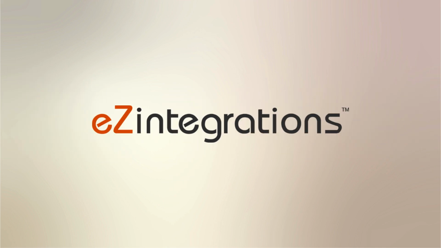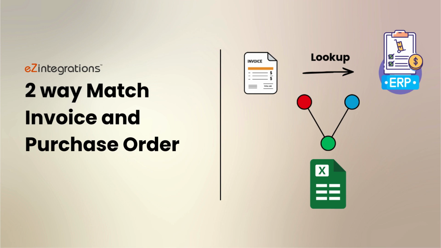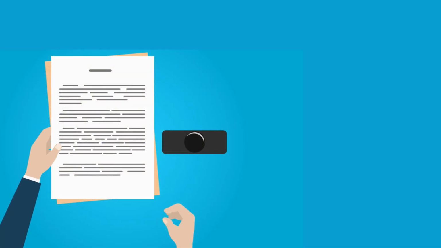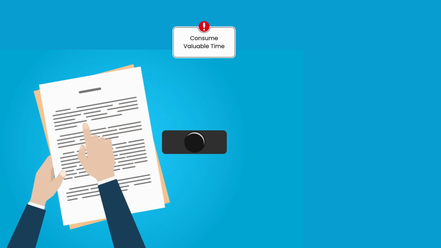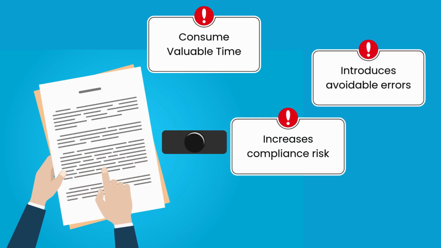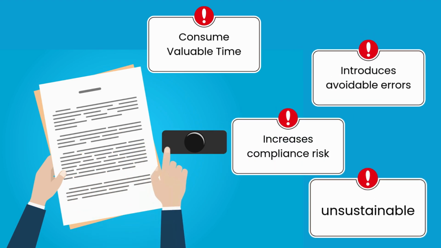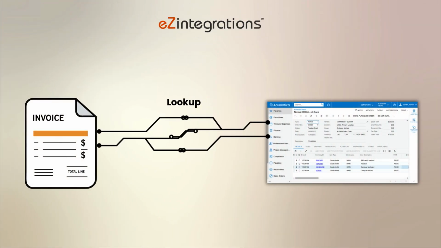Hi everyone, in today's video, we're going to explore how to automate the two-way matching process between invoices and purchase orders using eZintegrations. We know, manually comparing every invoice against the purchase order in your ERP consumes valuable time. It introduces avoidable errors, it increases compliance risk, and it becomes unsustainable as your transaction volume grows. Here, eZintegrations will fully automate the two-way matching process.